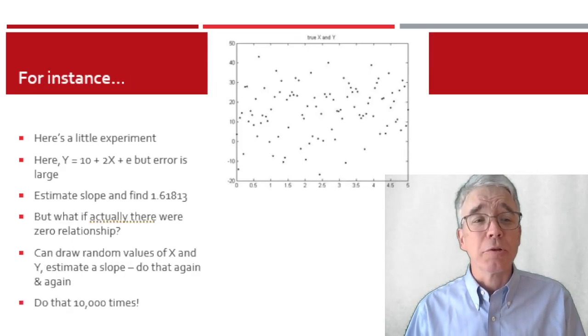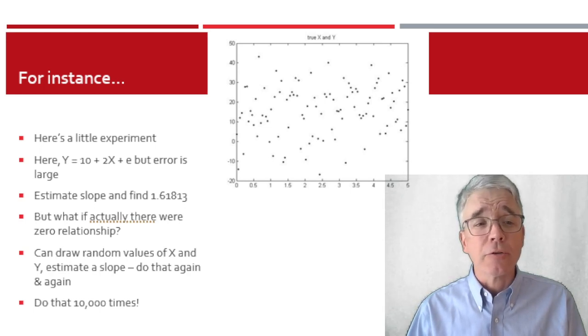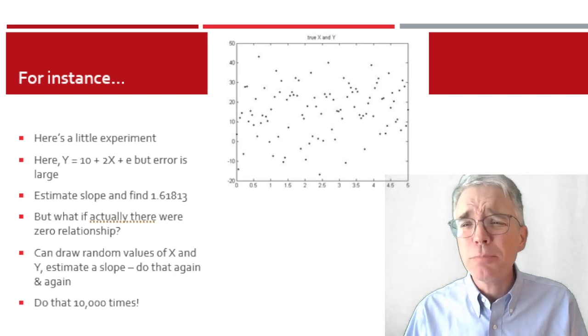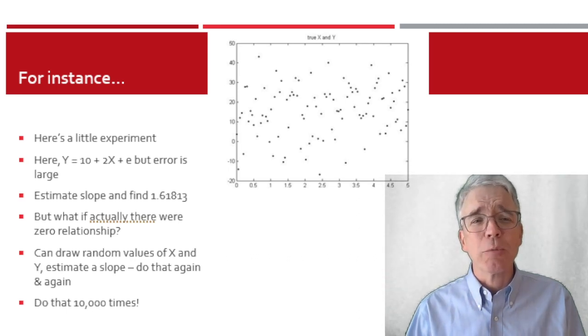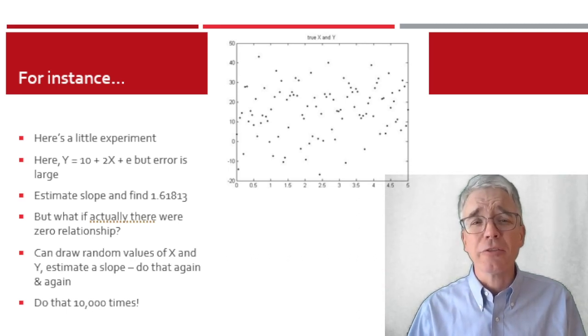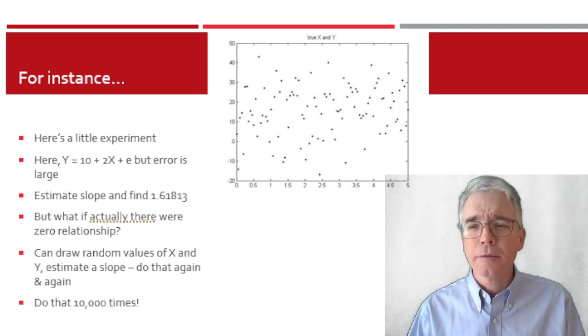Let's go through a little experiment. Here we have y equals 10 plus 2x plus e, the error, but the error is really large. That's the plot there. You could put a line through those dots. Reasonable people could argue about what kind of line that would look like, but the line that minimizes the squared vertical distance has a slope of 1.61813. Okay, how do I guard against being fooled?